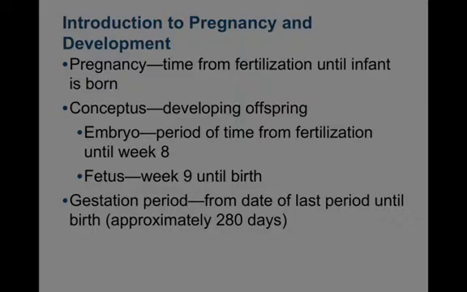Our normal gestation period, technically from the date of the last period, which could be up to 2 weeks before conception, until birth, is approximately 280 days, which is about 9 months and a week. So when we talk about 9 months, it's really 9 months after the first missed period.